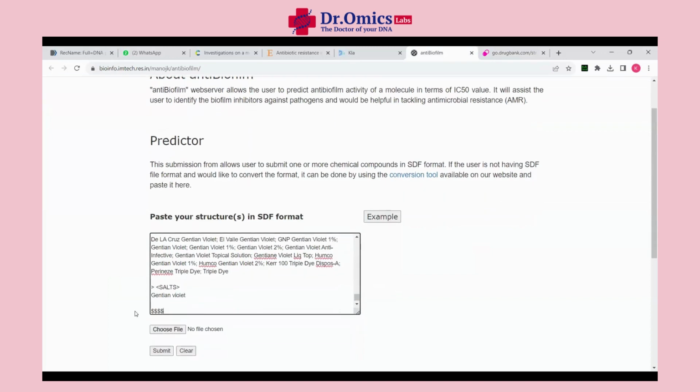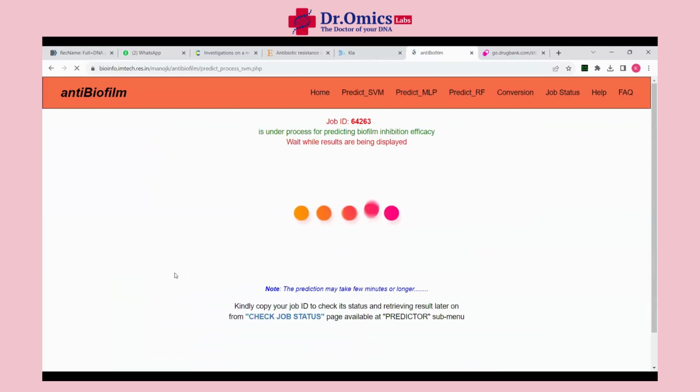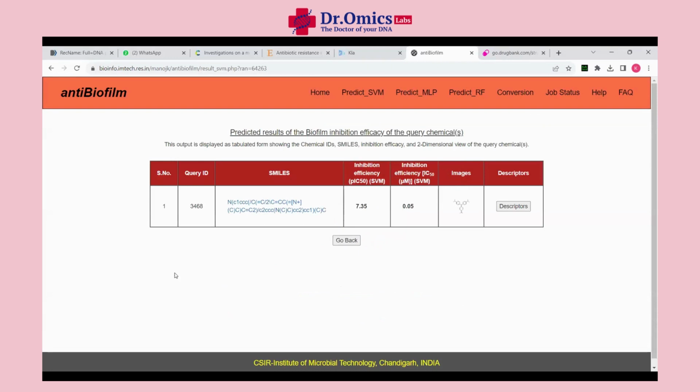What is it? All these things, where did they come from? Okay, let's see. Please submit, madam. Participants, you also do it. Let me know if you get some other result. Oh, okay. We got it. So inhibition efficiency is not very high. The inhibition efficiency, IC50 value by means of SVM, is 0.05. That's why everybody is using it. It's not very dangerous. So this tool has predicted that crystal violet is not very destructive.